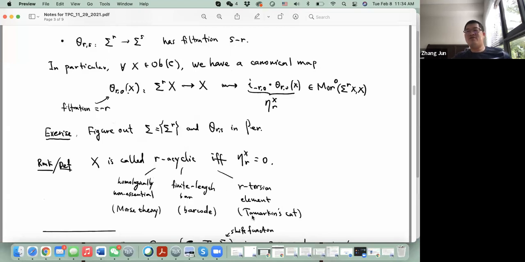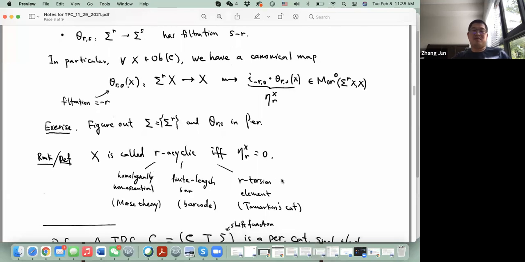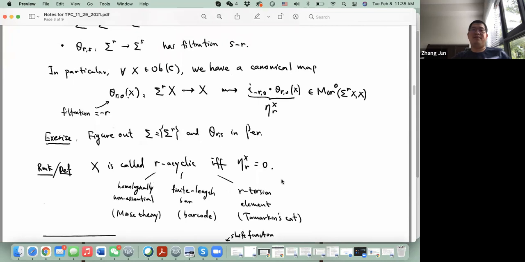And another story, in symplectic geometry, there's the Tamarkin category, and there's some element called an R torsion element, which is also a version of R acyclic. So I think this is a good formulation. It covers a lot of special cases. Okay, so that's all I want to say about persistence categories. I will probably stop here for 1 minute or 10 seconds if you have any questions.